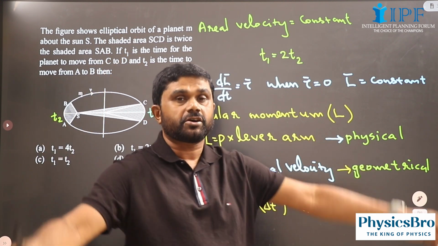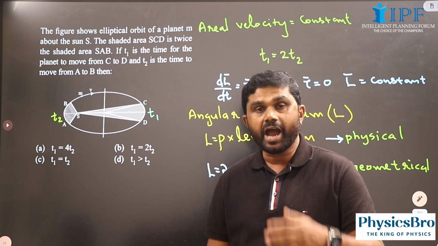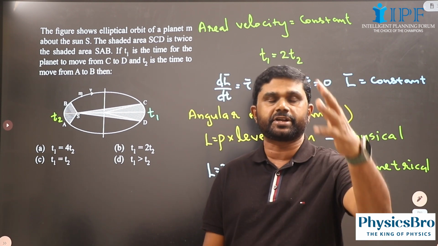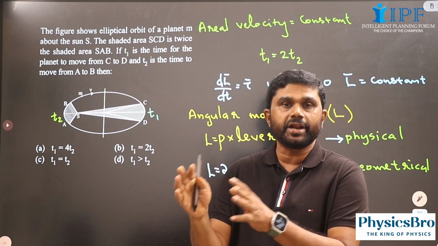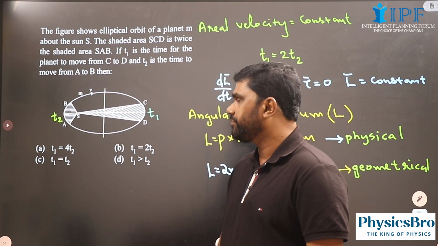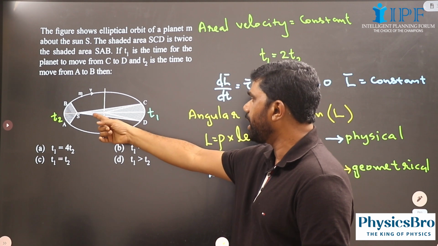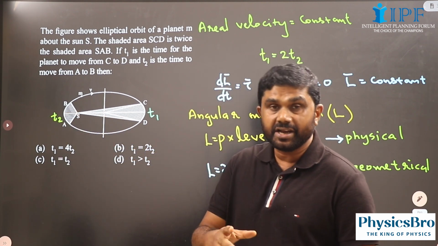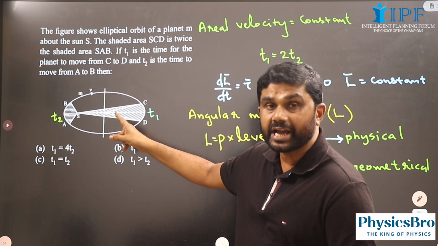See, when speed is constant, it covers equal distance in equal intervals of time. When angular velocity is constant, it covers equal angular displacements in equal intervals of time. When areal velocity is constant, it sweeps out equal areas in equal intervals of time. Now see, here we have the given area SCD covered in time T1, and the area SAB covered in T2. But here the area is twice, so the time will be twice.